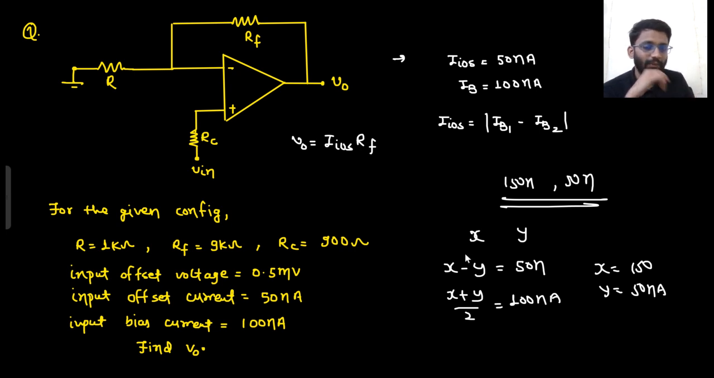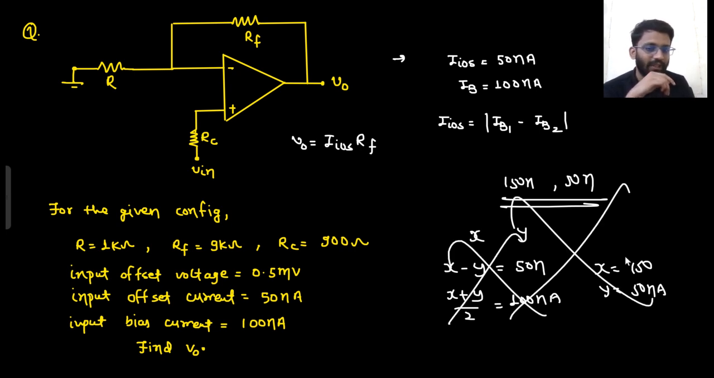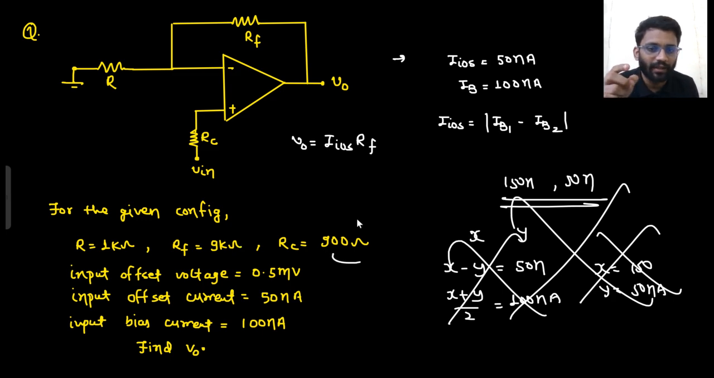Did you get this point? You don't need to do these calculations. You don't need to find these currents. You don't even know the direction. Nothing else you don't know. You don't know anything. But you know one thing, that compensation resistance is there. If this compensation resistance is there, what is its value? That is R parallel with RF. 9K into 1K divided by 10K. What do you get? 900 ohm.